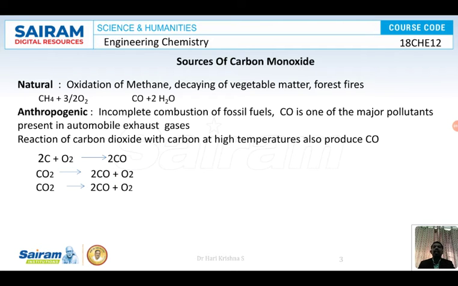This is obtained by fossil fuels, this is residential, right? But the reaction of carbon dioxide with carbon at high temperature, which also produces carbon monoxide, is obtained in industries.